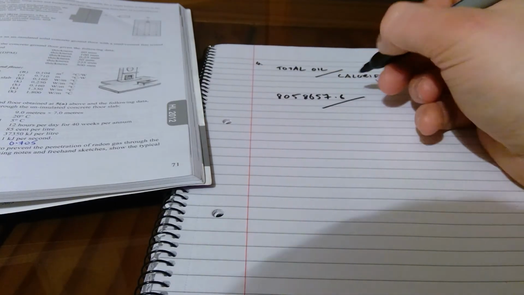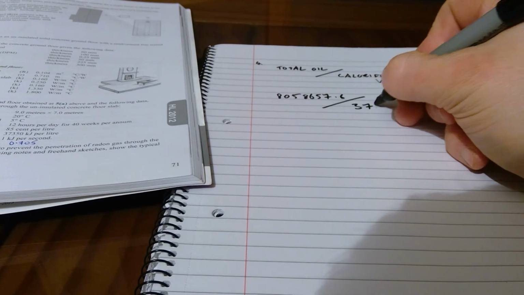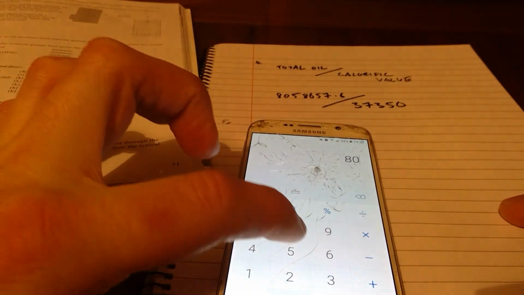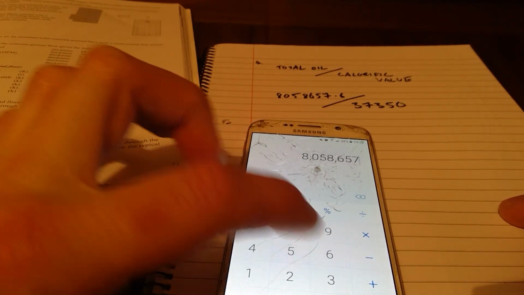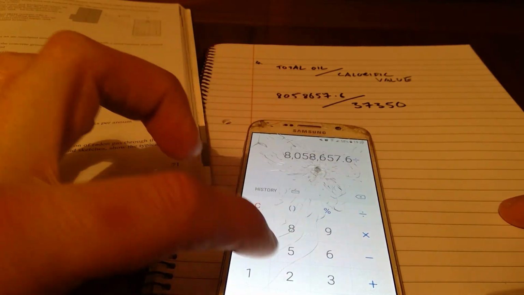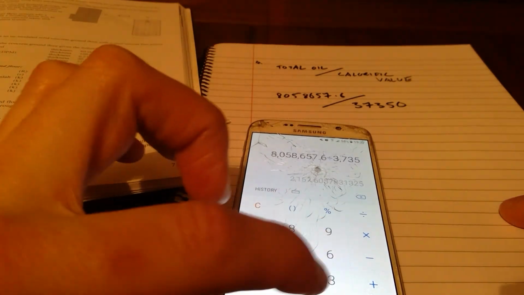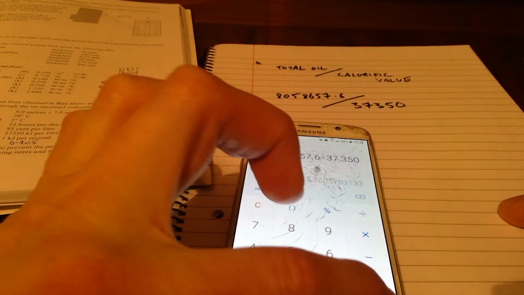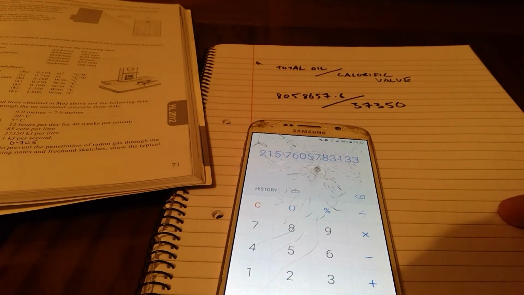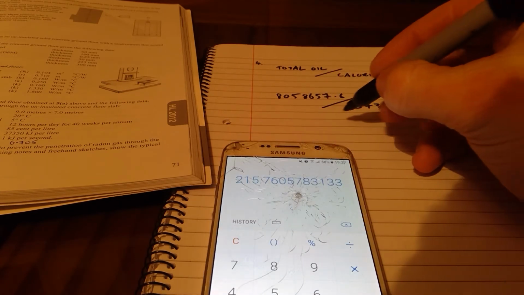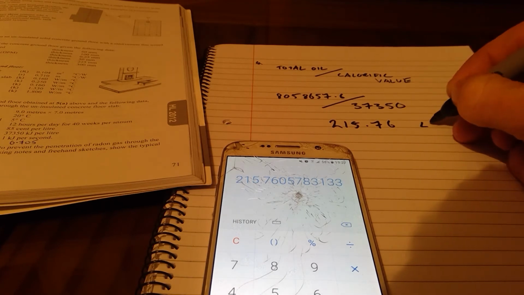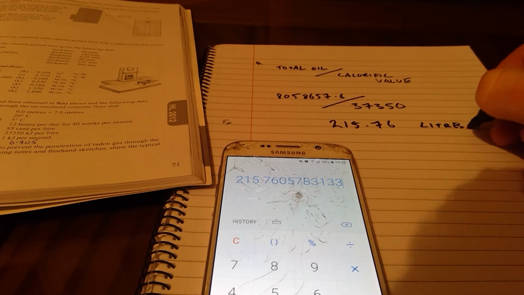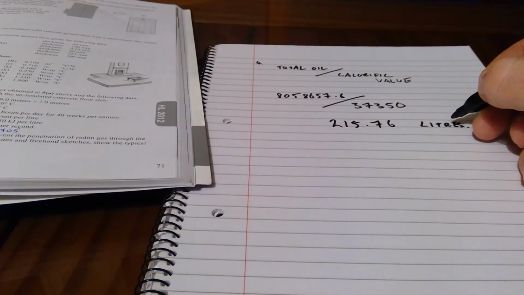So that is going to give us then 8,058,657.6 divided by 37,350. And that will give us 215.76 litres. 2 decimal points is fine there. Okay, that's the amount of litres needed.